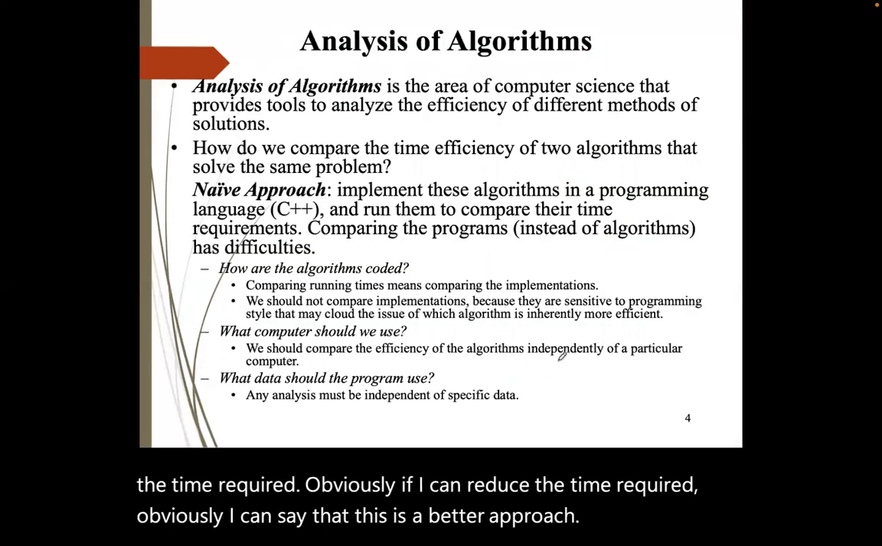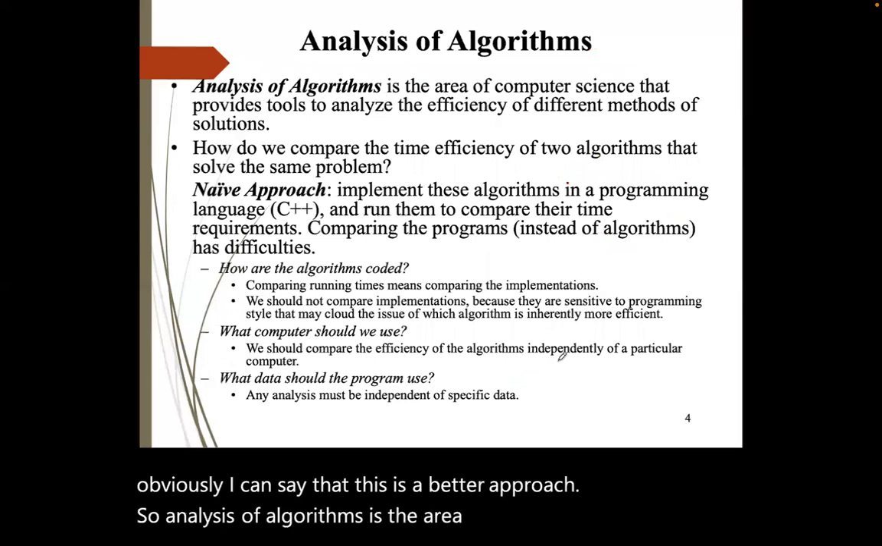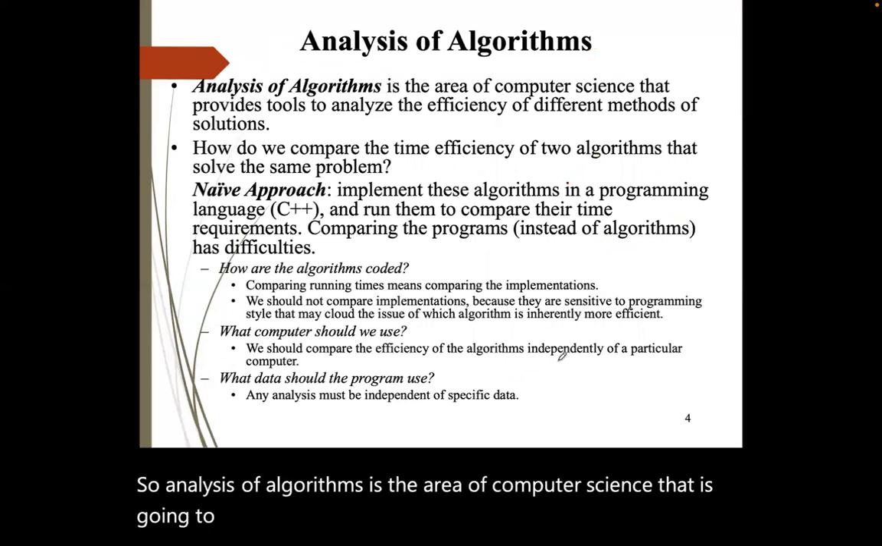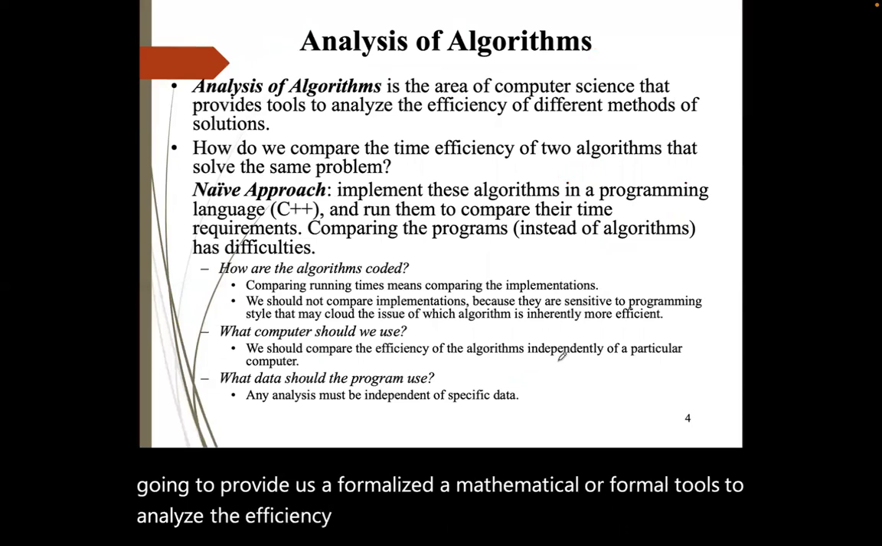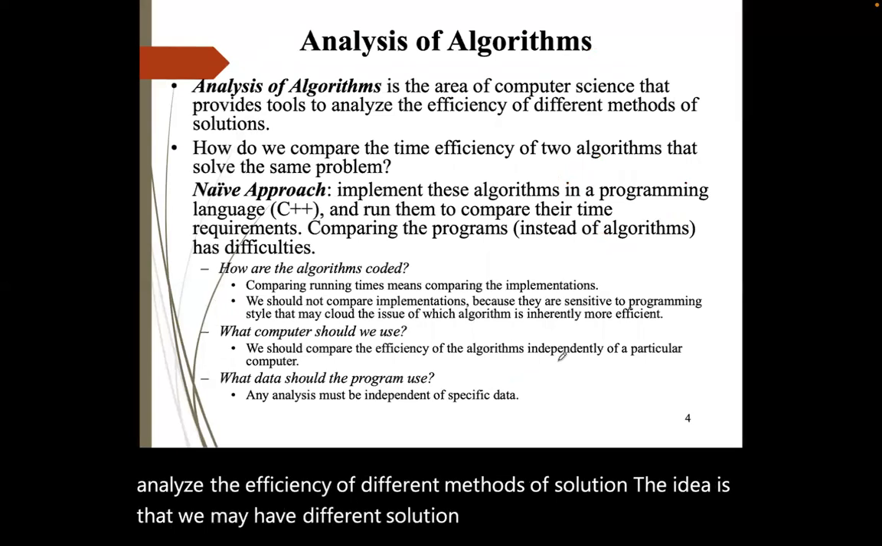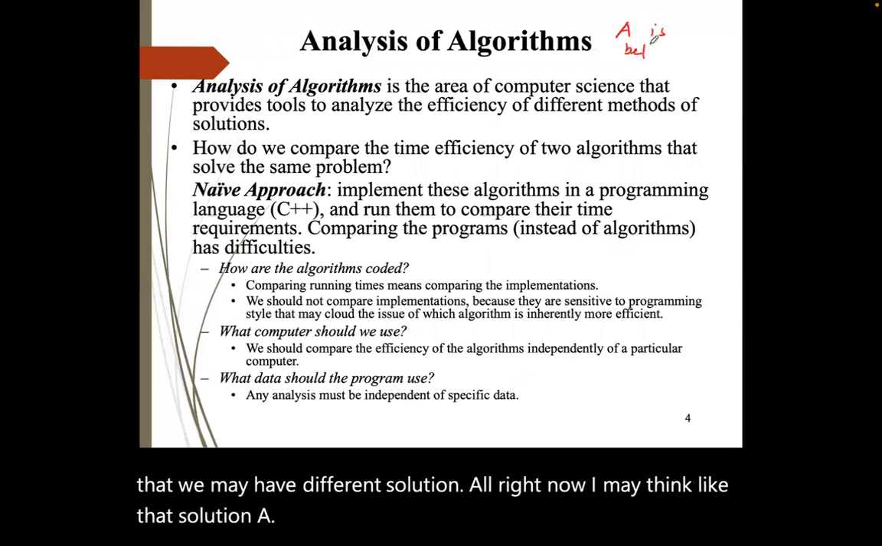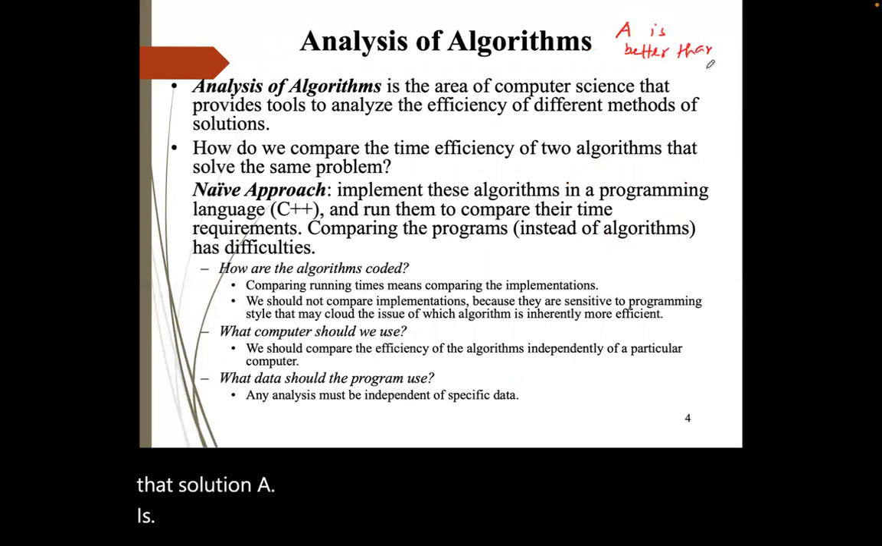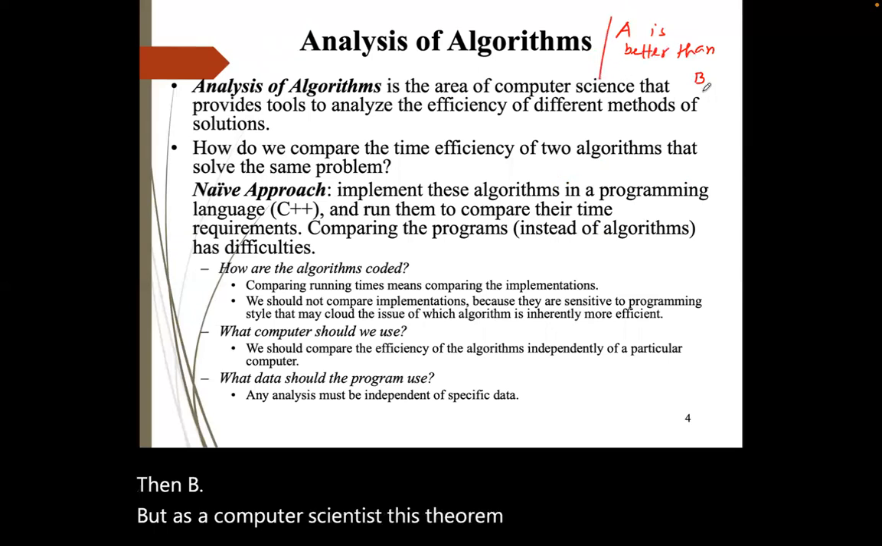Analysis of algorithms is the area of computer science that provides us formalized, mathematical tools to analyze the efficiency of different methods of solution. The idea is that we may have different solutions. Now I may think that solution A is better than B. But as a computer scientist, this statement is not enough.